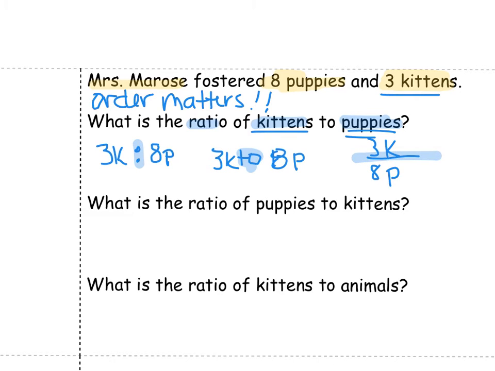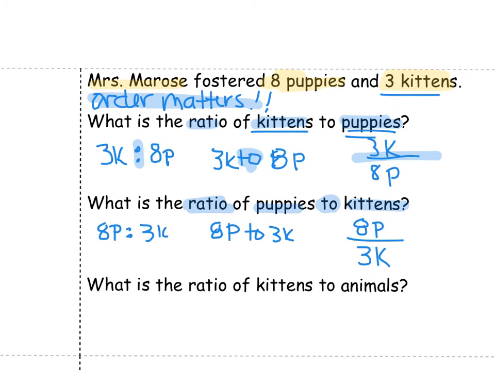Can you pause the video and now write the ratio, remembering that order matters, of puppies to kittens? Pause and then come back and check. All right, check your work. How did you do? Do you have a colon, the word "to", and the fraction bar? And do you have the 8 always first? If so, give yourself a star or a smiley face. If not, can you please mark it wrong, or write a question over here so we can clear it up when we see you.